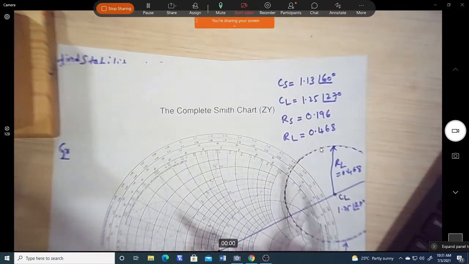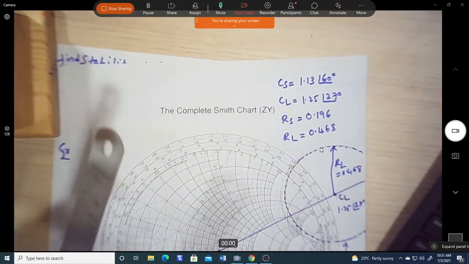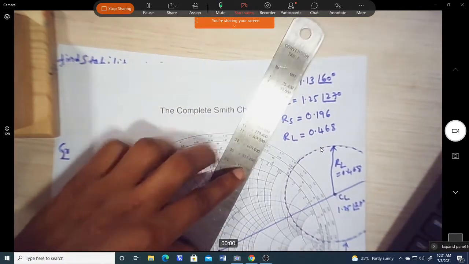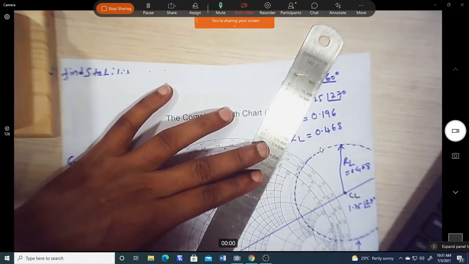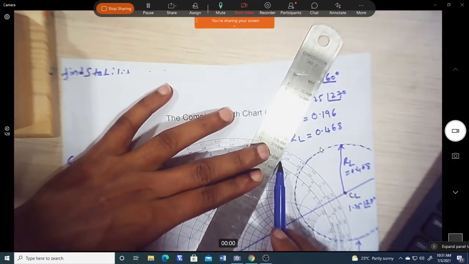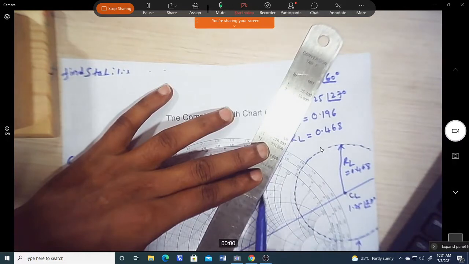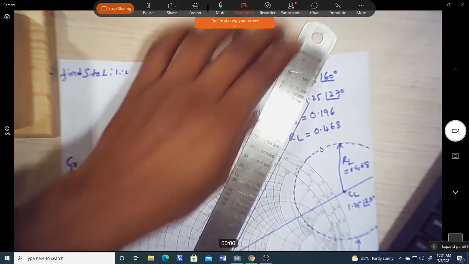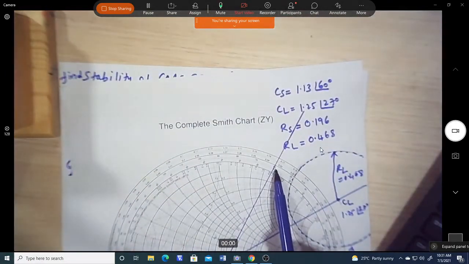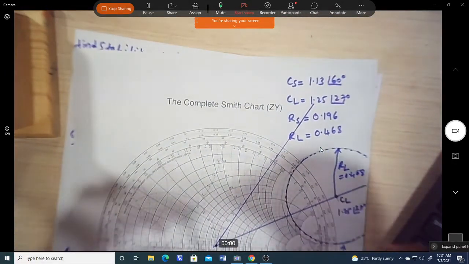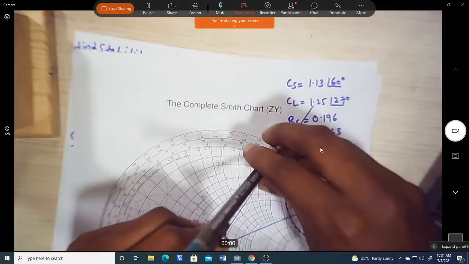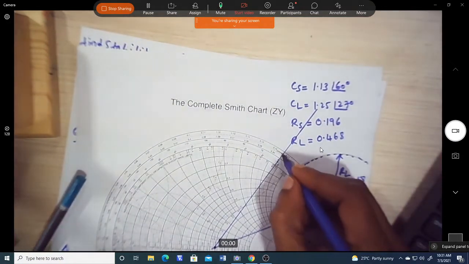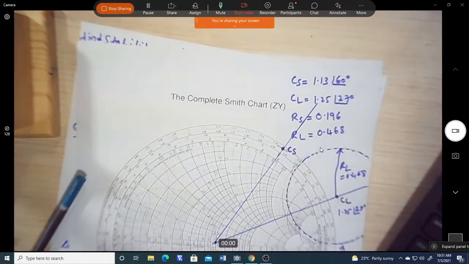So that 60 I need to take, and I need to draw one line exactly at an angle of 60. So this is 60. Now I have drawn the line at an angle of 60. Now I need to take this and cut that line. So now this is the center of the input stability circle CS.